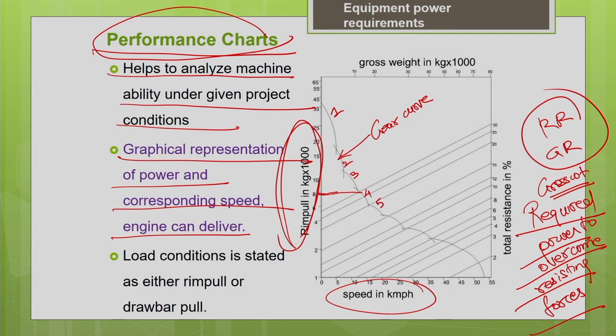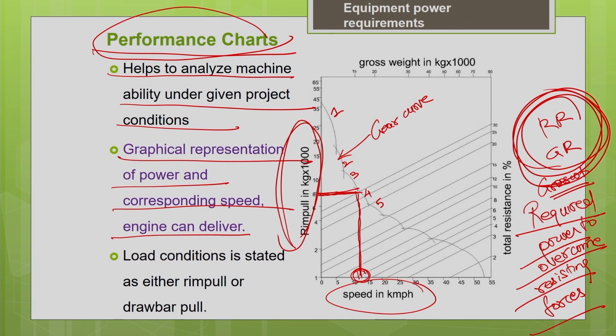Now you draw the horizontal line from the actual rim pull in your project site, intersecting the gear curve. From that intersection point, draw a vertical line. Where the vertical line intersects the horizontal axis, that gives you the actual speed possible for this particular project condition, for these particular resisting forces in your project site and the gross weight of your machine. So you can find what machine speed you can realize in your project site. That machine performance you can analyze using this performance chart.